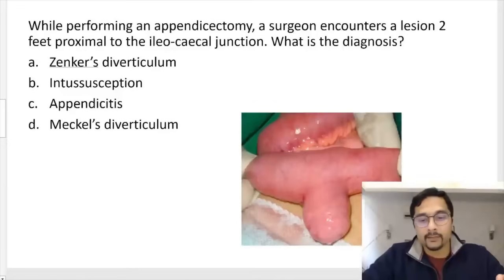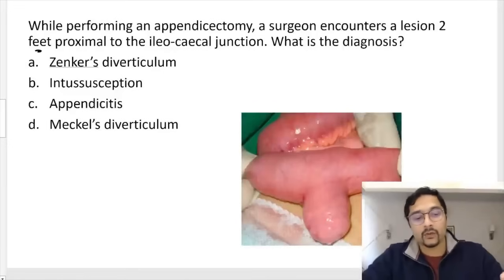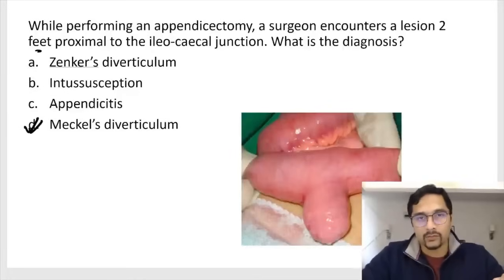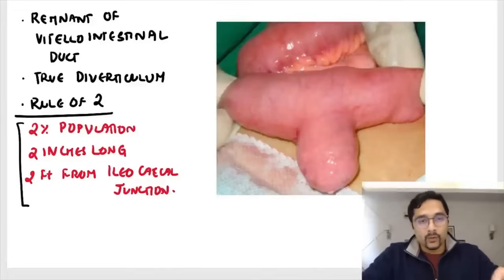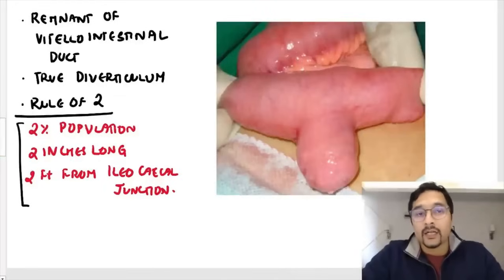Performing an appendicectomy, the surgeon encounters this lesion 2 feet proximal to the ileocecal junction. What is the diagnosis? This is Meckel's diverticulum. Asked almost every year in the FMG exam. Meckel's diverticulum is a remnant of the vitelo-intestinal duct. It is a true diverticulum because all the layers are there, and you get the rule of 2. 2% population you see it in, 2 inches long, and it is situated 2 feet from the ileocecal junction.